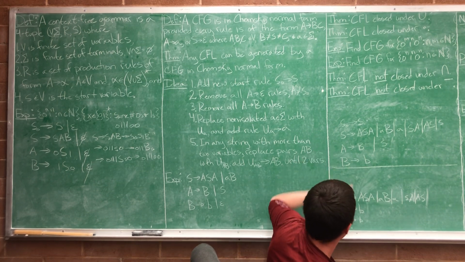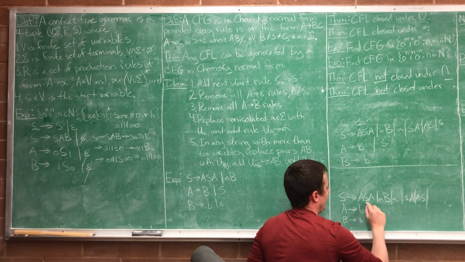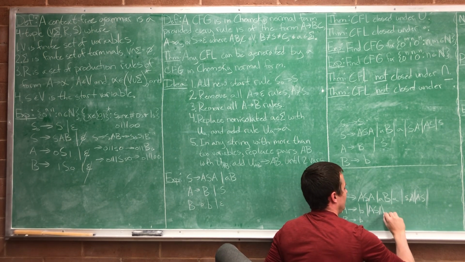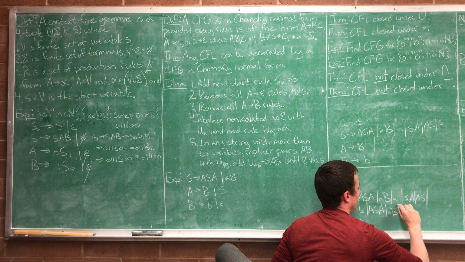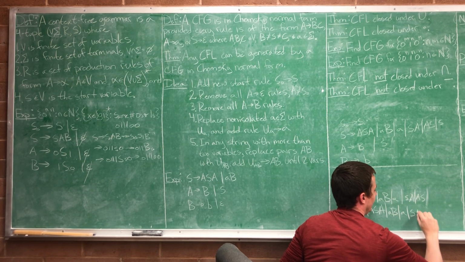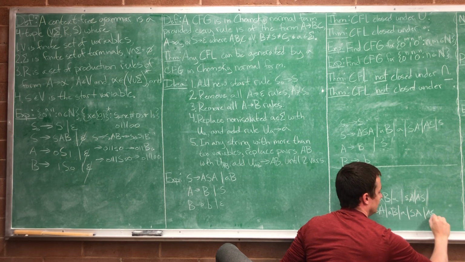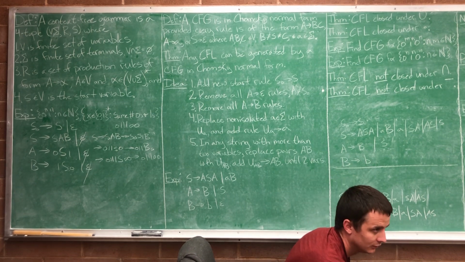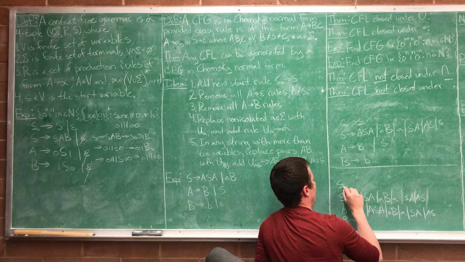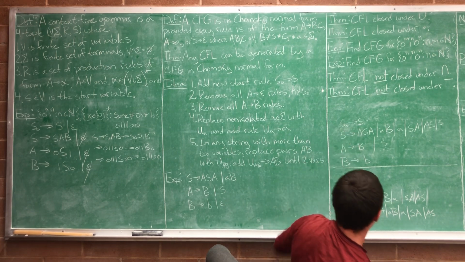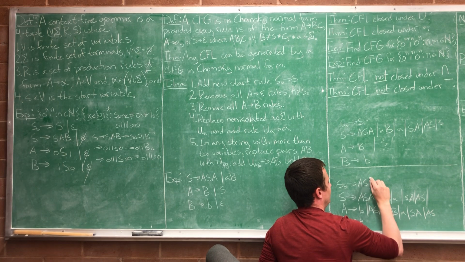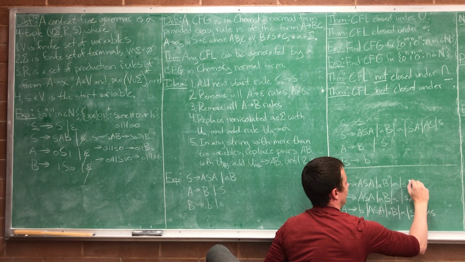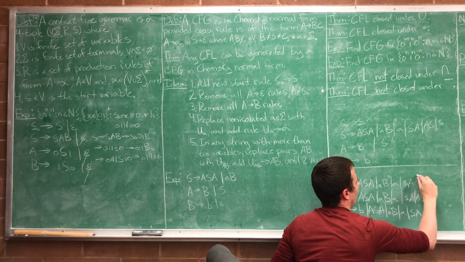Okay, going back now, A could go to little b, and A could also go to S. But what does S go to? It goes to ASA, or little ab, or little a, or SA, or AS. And so now, rather than A going to S, we have A goes to all the things S could have gone to. And similarly for S naught, rather than S naught going to S, we have S naught goes to ASA, or little ab, or little a, or SA, or AS.